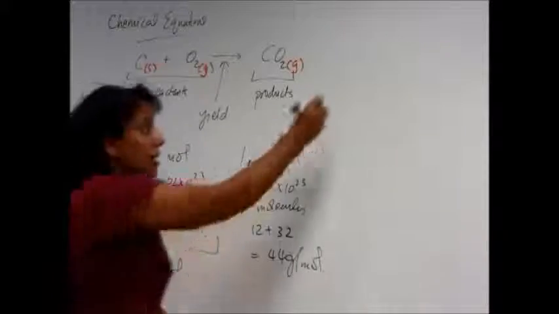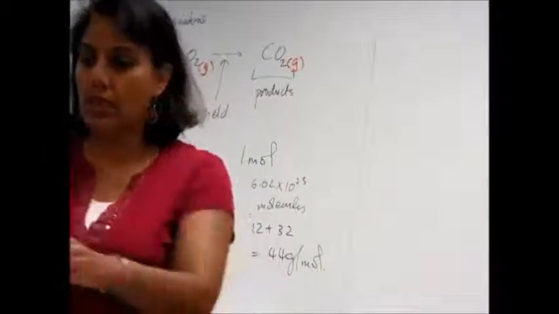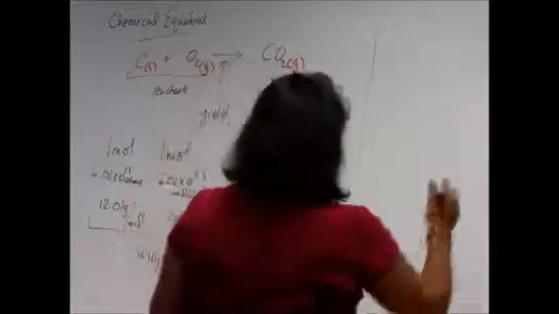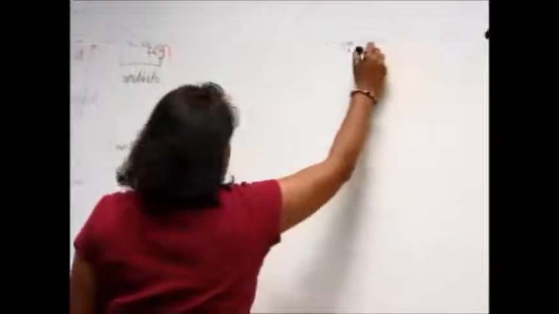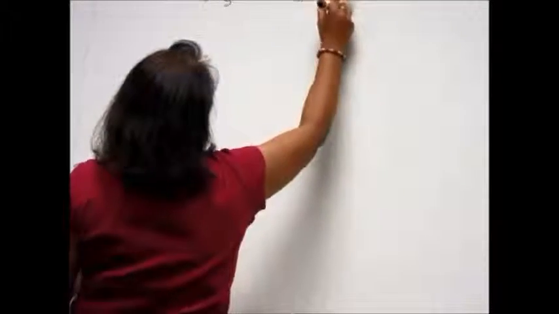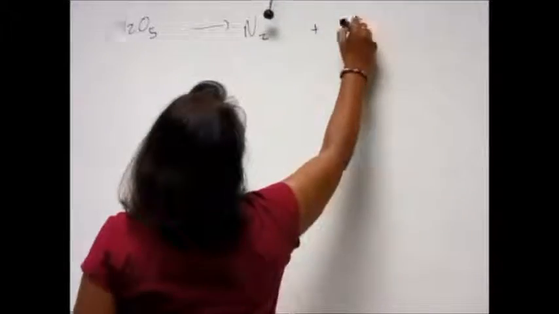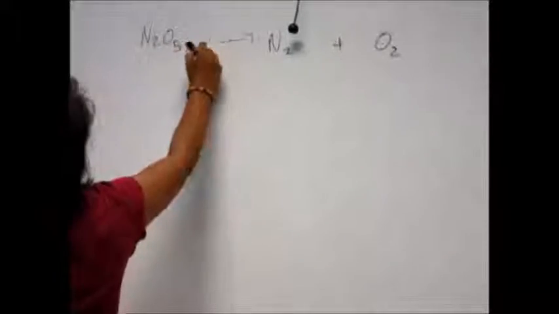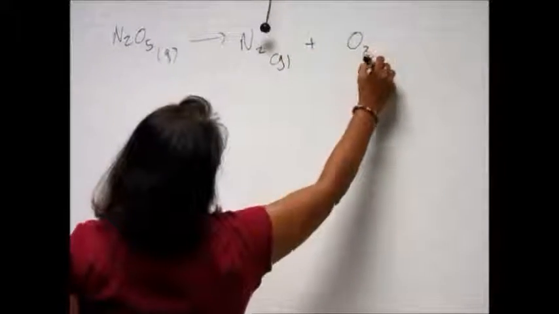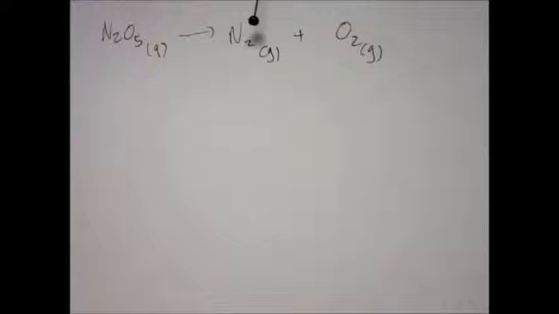Simple equation. Let me write another one then, and we'll see how we do with that. Here we have N2O5 giving us nitrogen and oxygen. Everything is in gas. If you want to take a minute and balance this, please balance it if you can. If not, it's okay, I'll get there with you. That's your first task in general, to write an equation and balance it. Anyone?